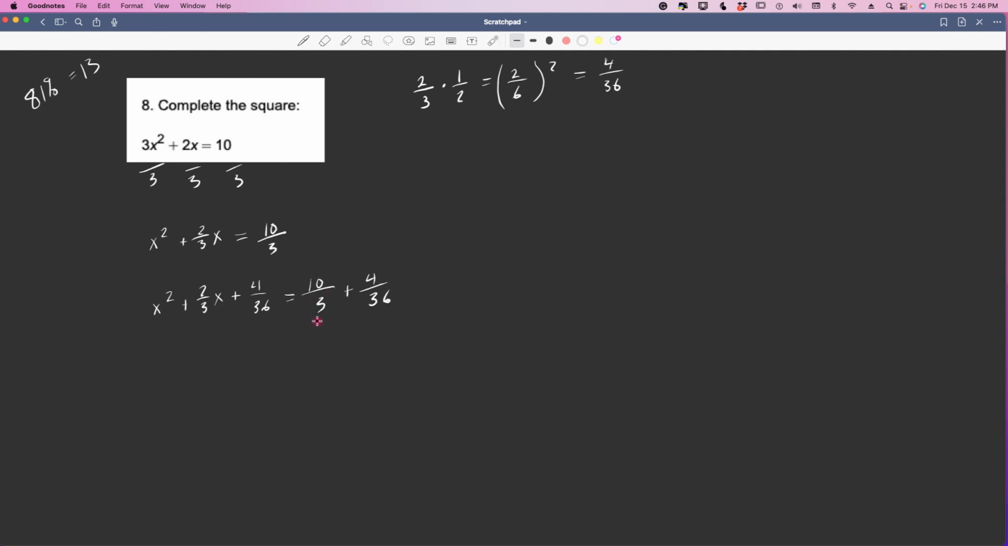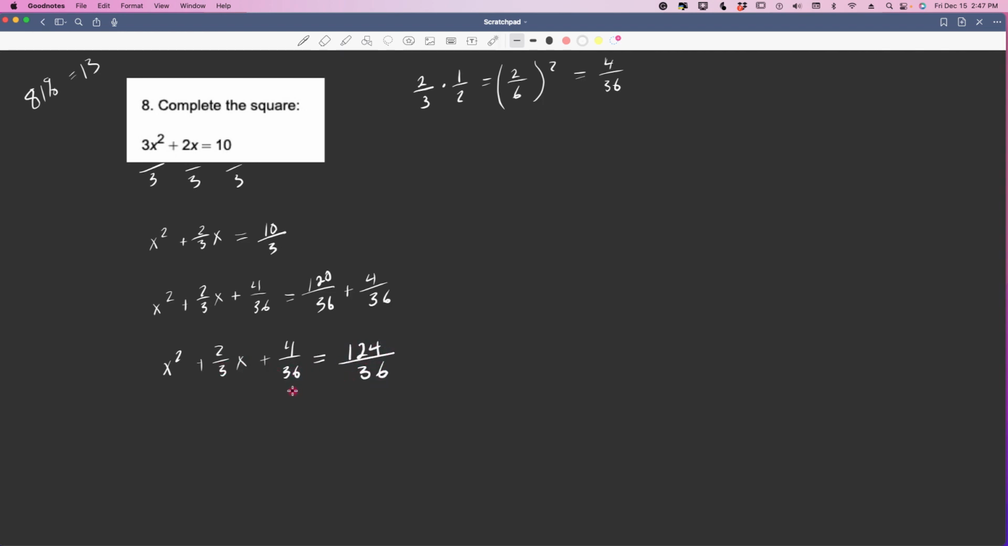We're going to put this in the same denominator so that we can add them together. All right, so if I multiply this by 12, because the factors of 36 are 3 and 12, then this is going to be in the right denominator. So I'm going to go ahead and do that. 10 times 12 is 120, and 12 times 3 is 36. So now I can add them together. So x squared plus 2/3 x plus 4 over 36 is equal to 124 over 36.